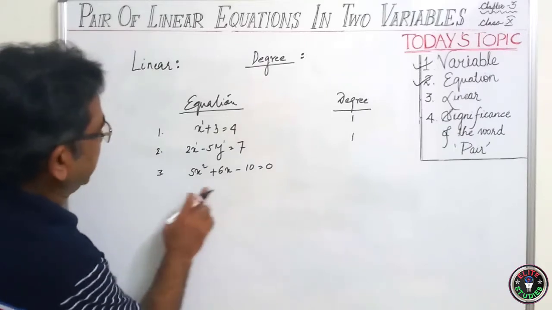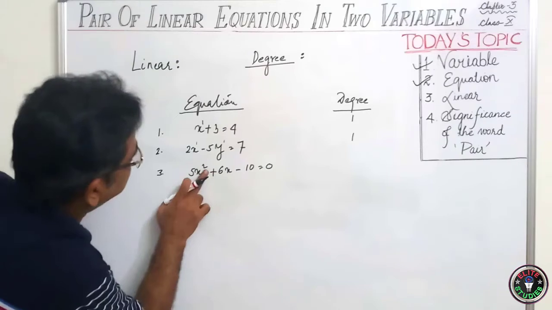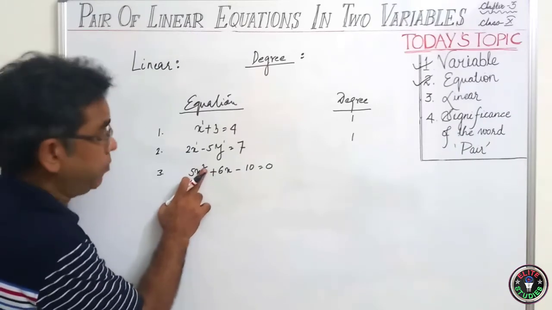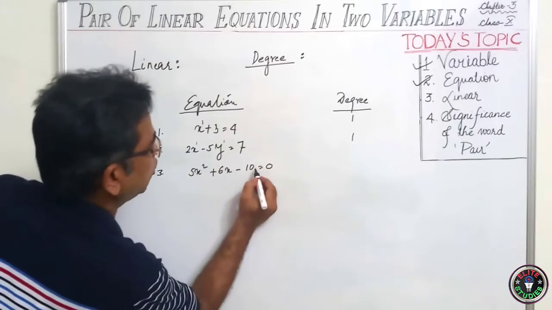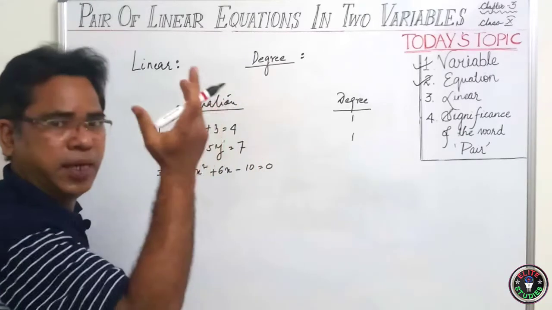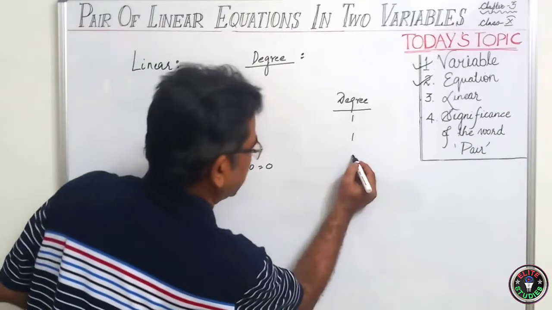Again here you see, this is an equation in one variable, x is the variable. Here the power is 2, here the power is 1, here the power is 0, you can write x to the power 0 equal to 1, that you studied in earlier classes. So the highest power of the variable is 2, so the degree of the equation is 2.